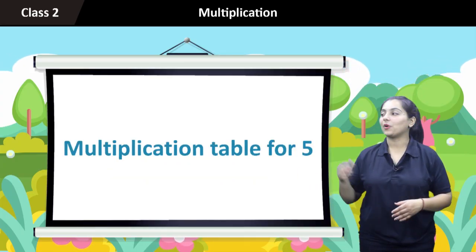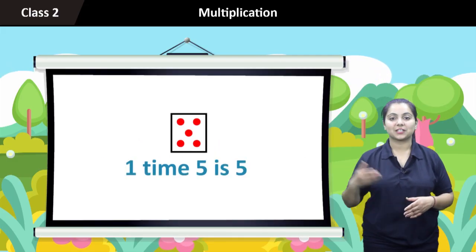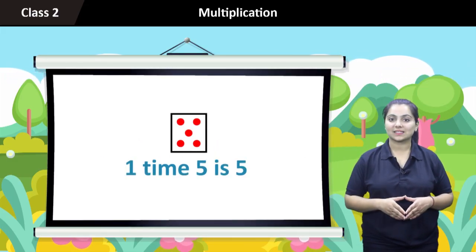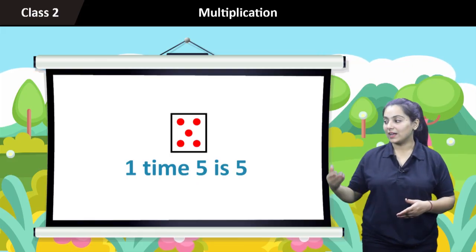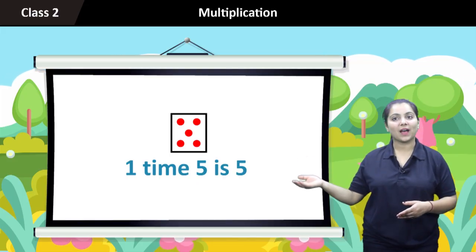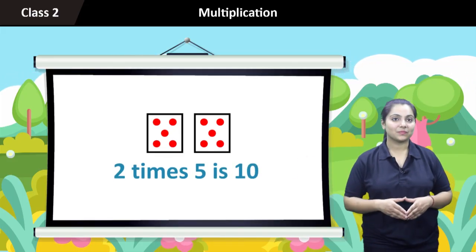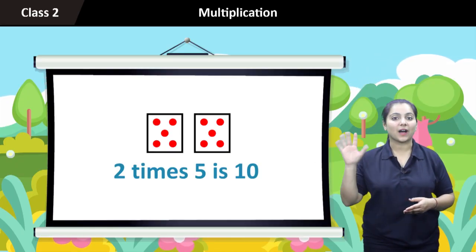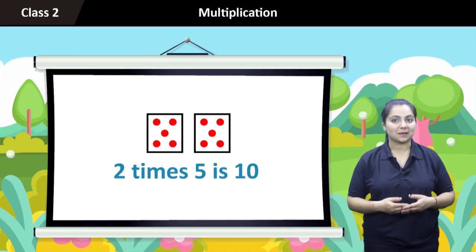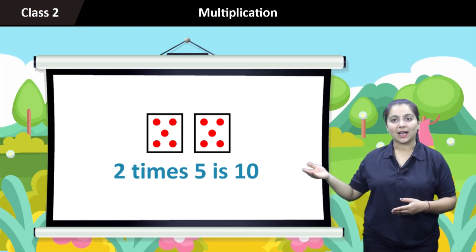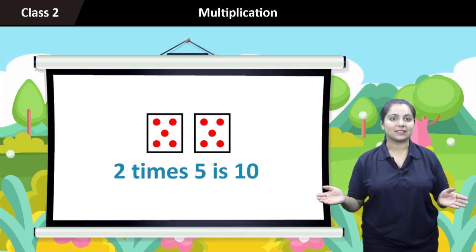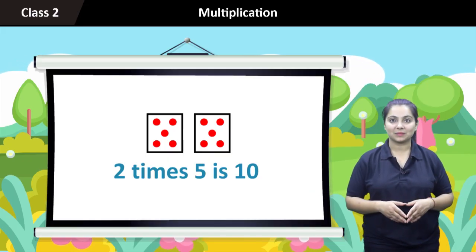Multiplication table for 5. There is one box and it has 5 dots. That means 1 times 5 is 5. Now there are 2 boxes. Each box has 5 dots. That means 2 times 5 is 10, and so on. Let's recite the table.